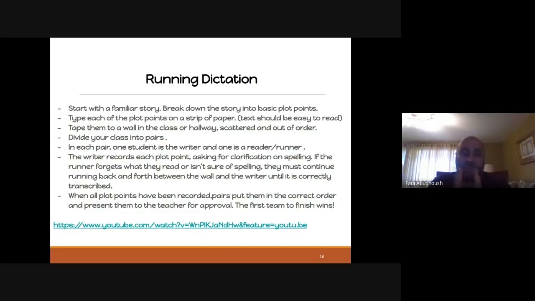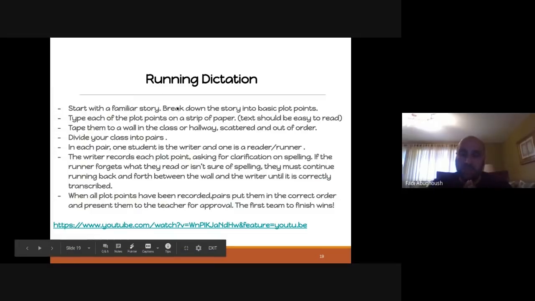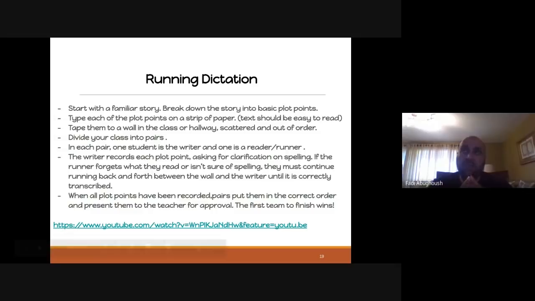Running dictation. So this running dictation is like this. You take a story and divide the class into teams. Each team contains two students. One will be the runner and one will be the writer. You will post all the writing outside the classroom. You cut the story into basic plot points, and the writer sits while the runner goes outside.